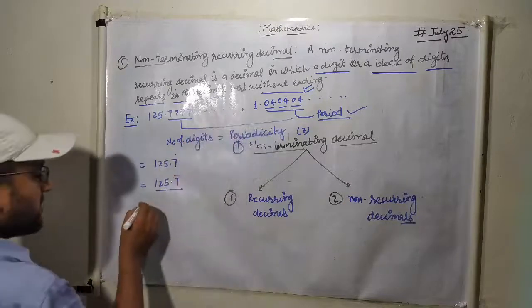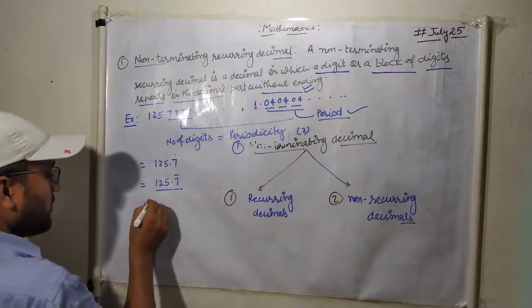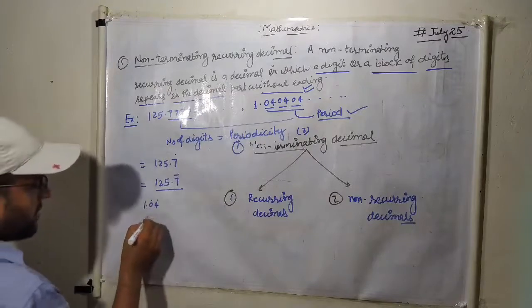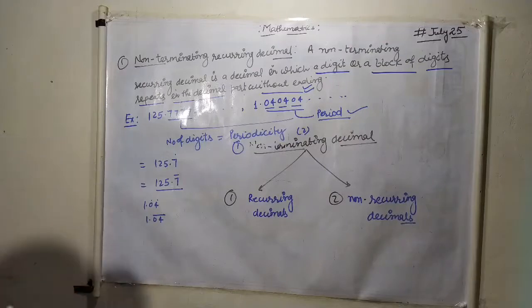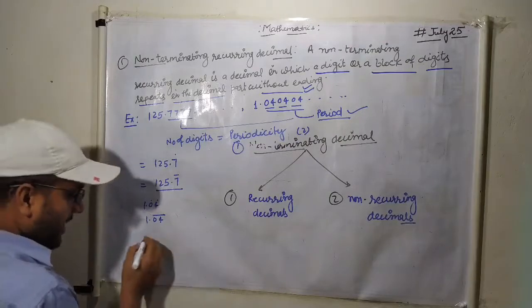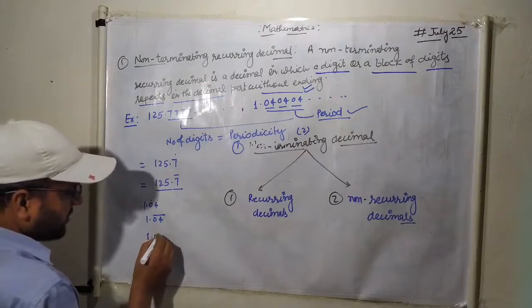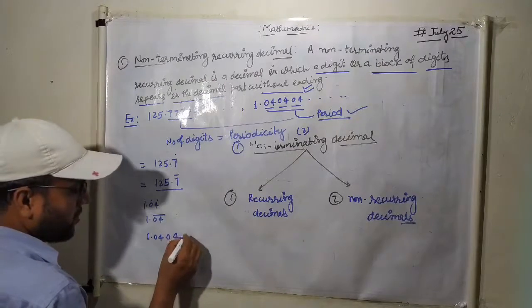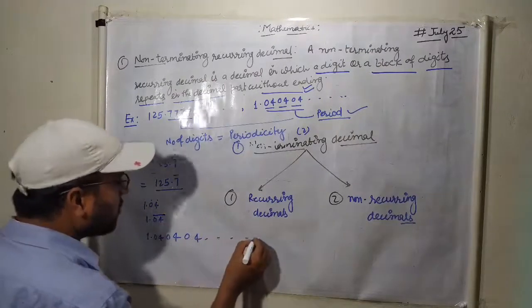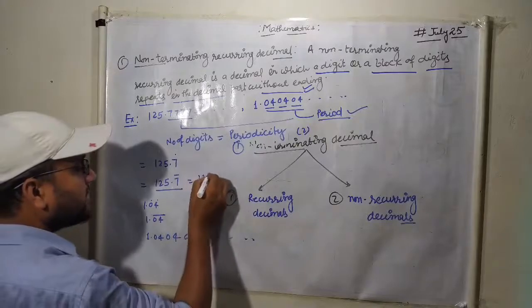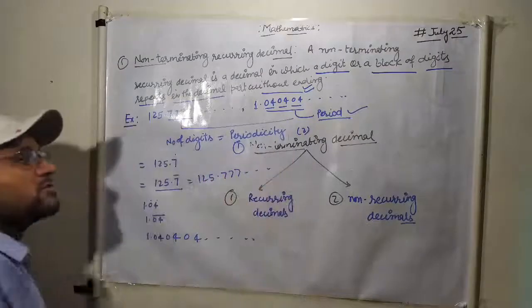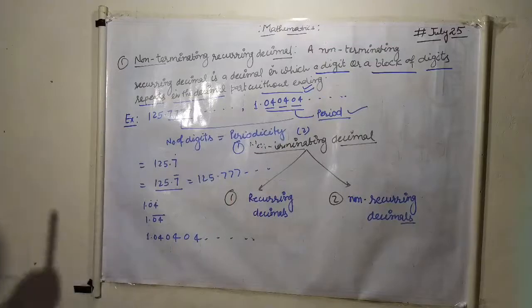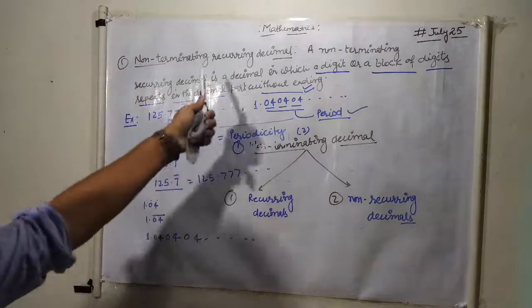And suppose this one is 1.04 with a bar over the 04, or you write 1.04 with a bar on 2 digits. It means that if you expand this one, you will write 1.040404 and so on. This one you will write in expanded form: 125.777 and so on. Okay, so this is known as a non-terminating recurring decimal.